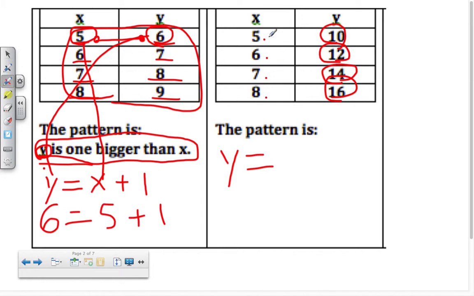This number is being multiplied by 2 to get to this number. Look, 5 times 2 is 10. 6 times 2 is 12. 7 times 2 is 14. 8 times 2 is 16. So the pattern is y is twice as big, or times 2, of x. And another way to say that is y equals 2 times x, 2x.